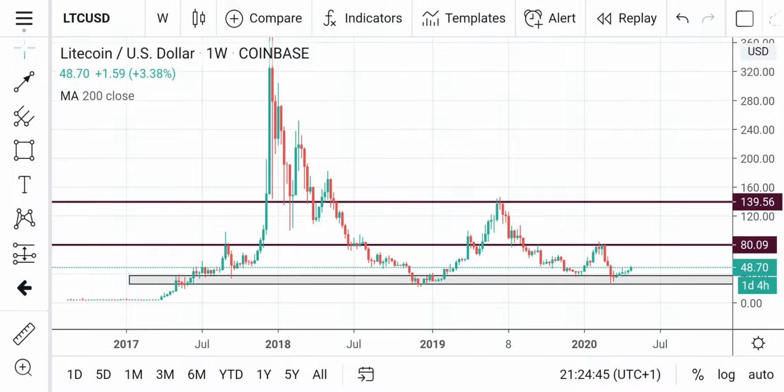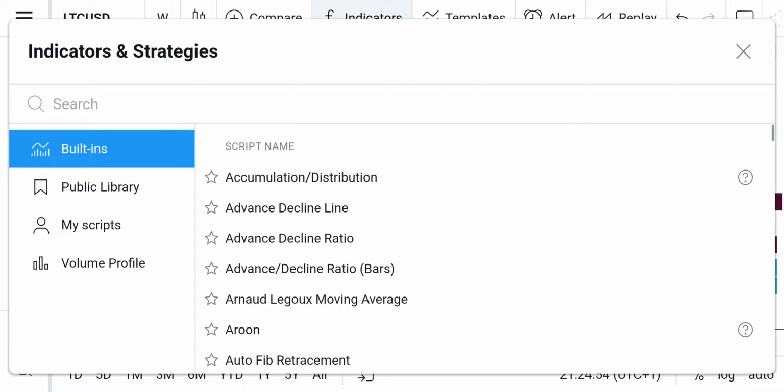So at least I want to get a trend bias on this time frame. What I do is add my 50 period moving average.